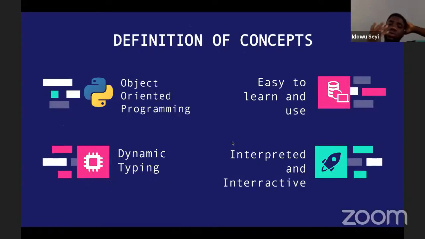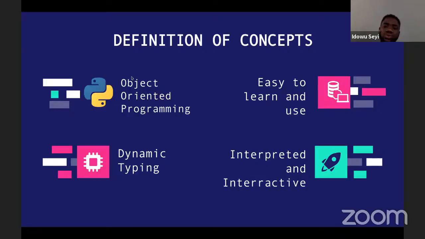So, defining the concept of Python. Python is object-oriented programming, whereby you can have as many objects assigned to a class. What that means is you don't have to be writing code repeatedly. If you want to use it 10 times, you don't have to write it 10 times. You can just write it once, then you assign like 100 objects to this single code. That's what I mean by object oriented programming.